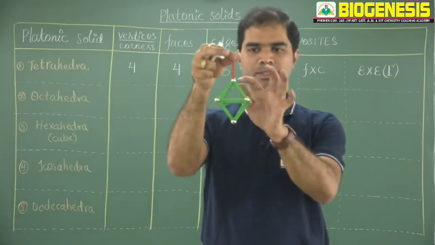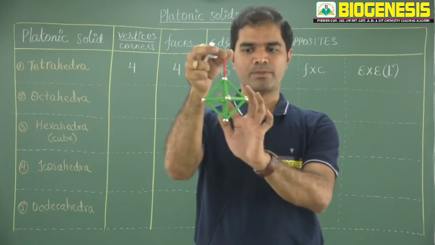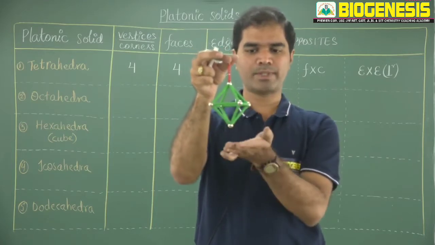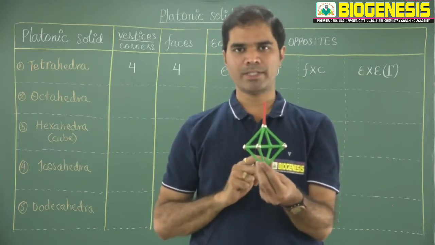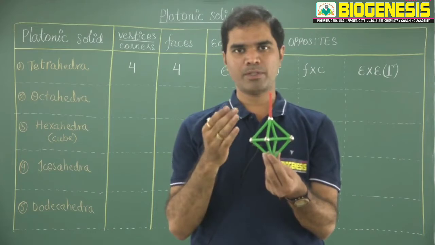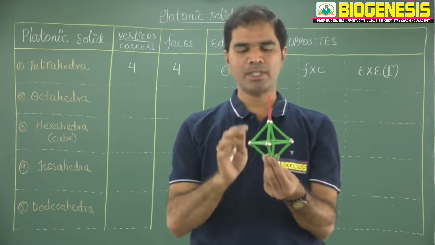For an octahedron, this is a corner or a vertex: 1, 2, 3, 4, 5 and 6. So for an octahedron, altogether there are 6 vertices. Then you try to find out the faces. Vertices plus faces minus 2 will give you the number of edges.